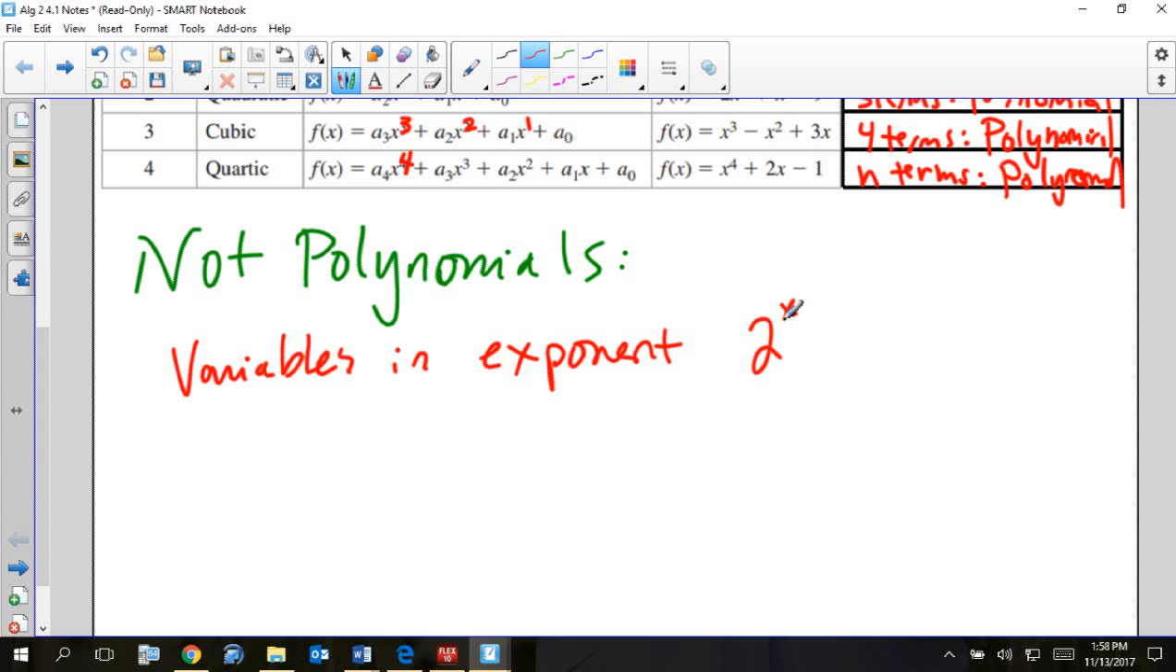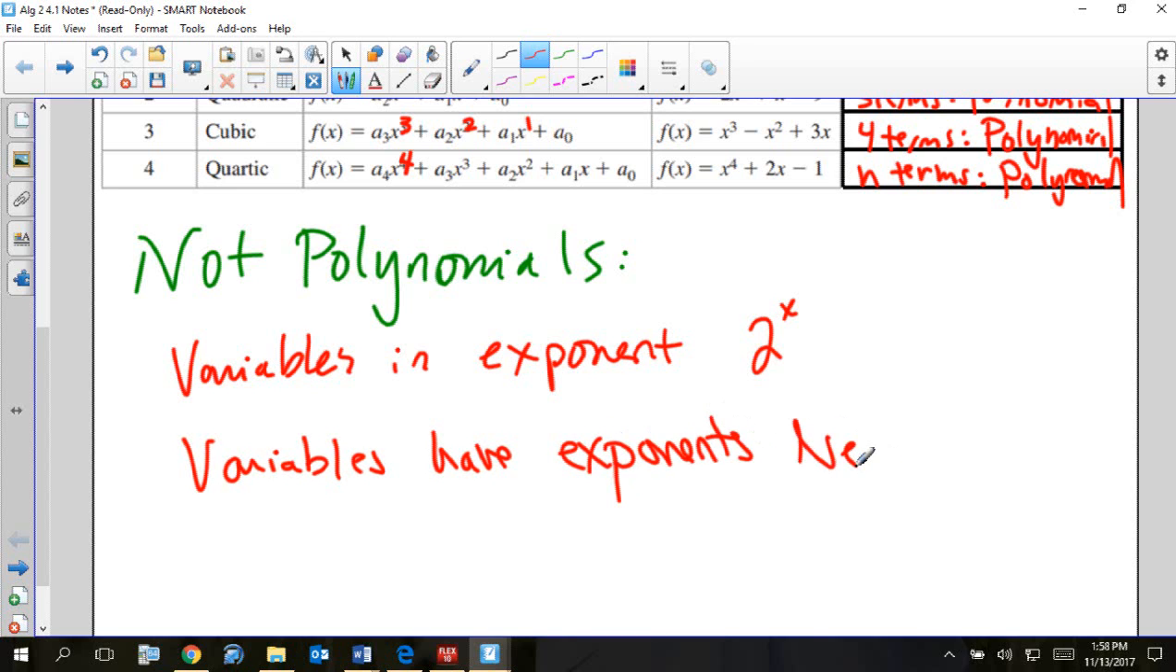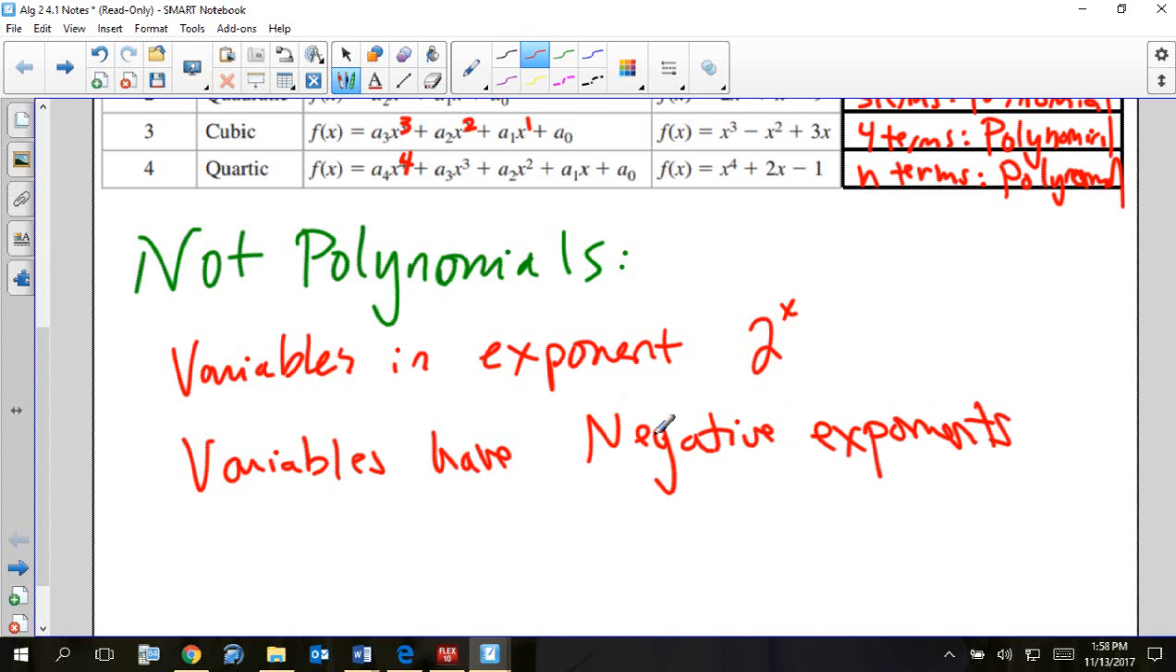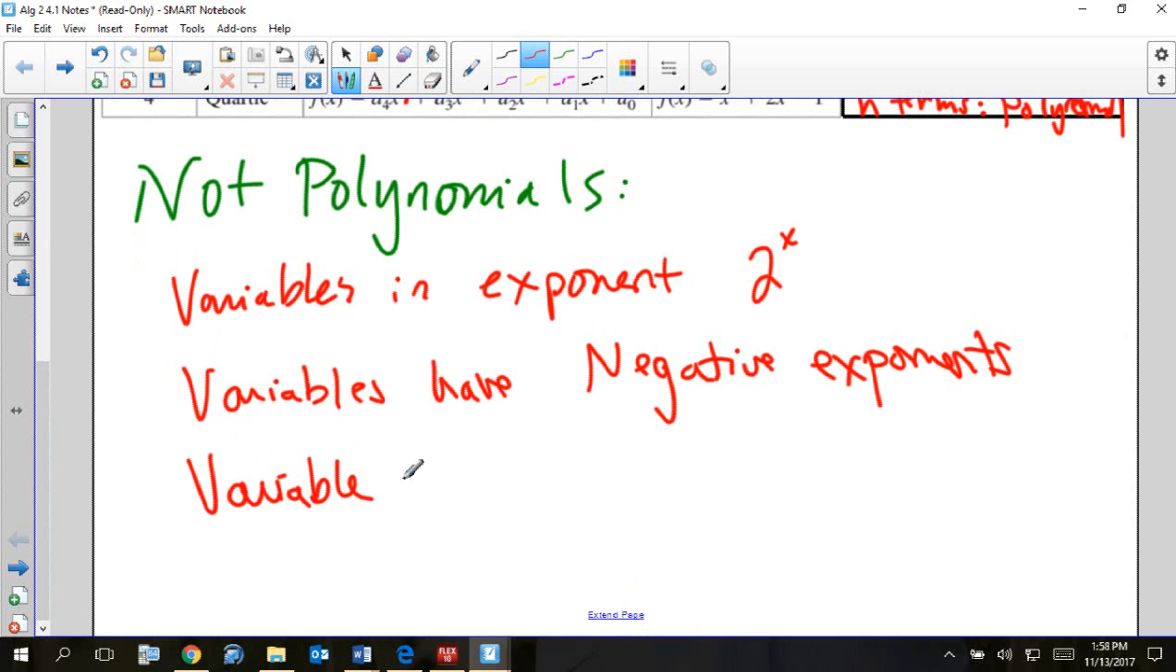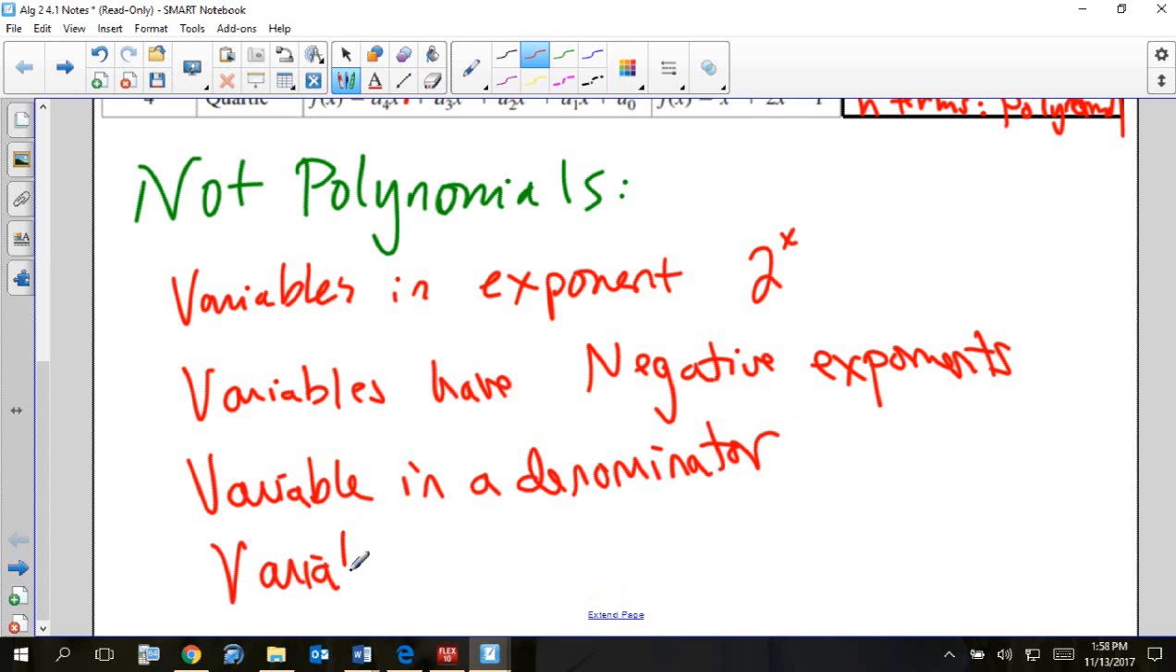Another not polynomial would be if variables have negative exponents. I totally wrote that in a weird way. Variables have negative exponents, I should say. If the variables have negative exponents, not a polynomial. If we have a variable in a denominator, like in the bottom of a fraction, not a polynomial. If you see a variable under a root, like a square root, not a polynomial.